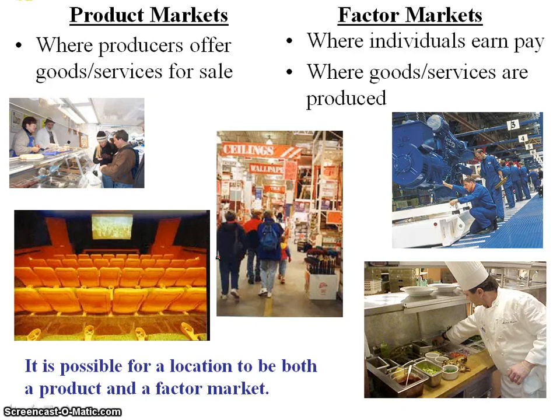Now, notice one place can be both. So if we go to a store, for the customers, that's a product market. For the workers, it's a factor market. So the idea is we go to work at the factor market, we make our money, okay, and we produce things of value that people want. And at the product market, people are purchasing those products.